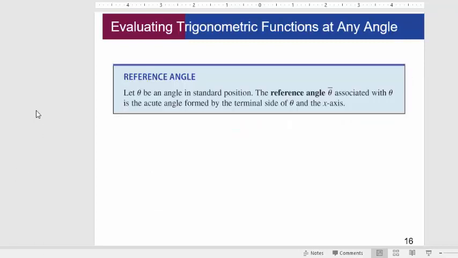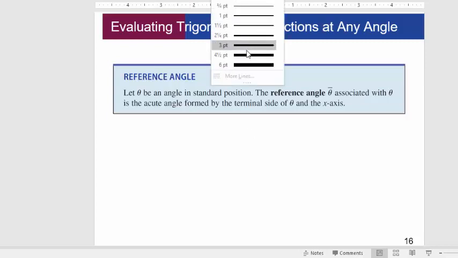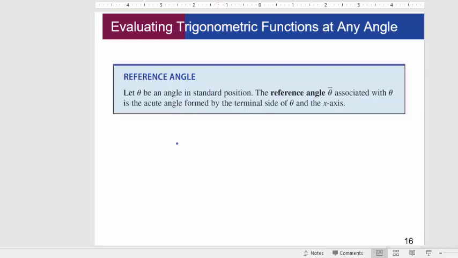So then we have this idea of what we call the reference angle, all right? So the reference angle is actually going to be an acute angle, right? That's an important thing to keep in mind: the reference angle is always between 0 degrees and 90 degrees, right? It's going to be the acute angle formed by the terminal side of theta and the x-axis.